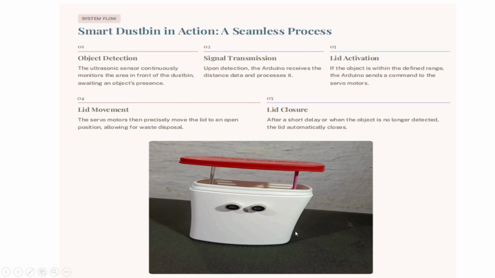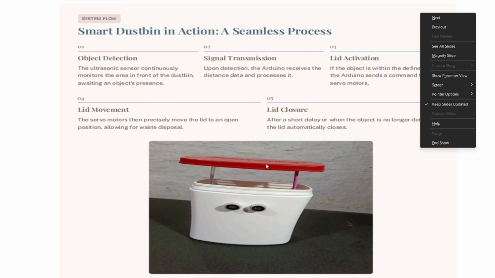Lid closure. Finally, the system includes a built-in safety delay. Once the object is no longer detected or after a specific time, the lid automatically returns to its closed position to maintain hygiene and keep odors contained.